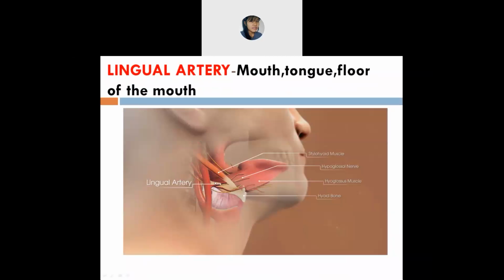Okay, here the tonsil. This is the tonsil and epiglottis. Okay, so this is the lingual artery. Let me show you again. So this is the lingual artery.